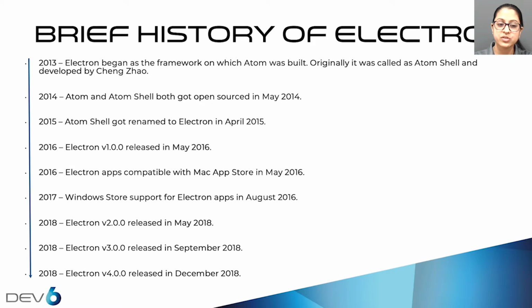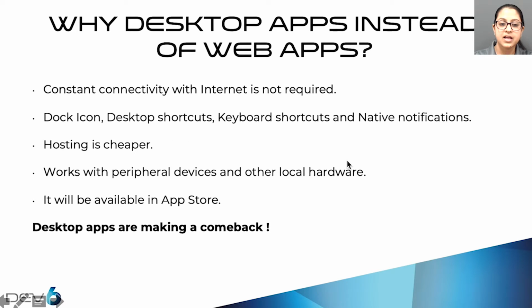And in 2015, Atom Shell was renamed to Electron. So Electron got its name in 2015. And in 2016, the first version of Electron was released. And here we are talking about why desktop apps instead of web apps.